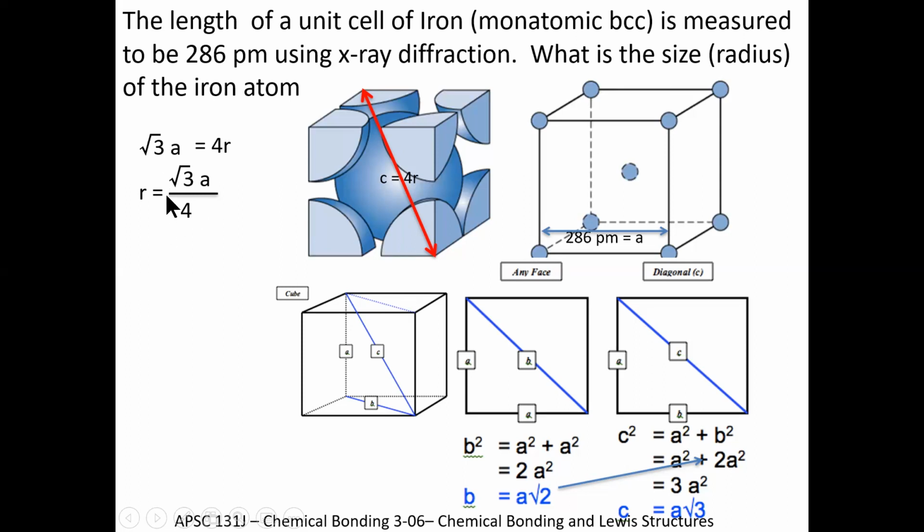And this, of course, is different for different types of crystals. So now we can substitute in R is equal to the square root of 3 times 286 picometers divided by 4. That equals 124 picometers. A picometer, again, is 10 to the minus 12 meters.